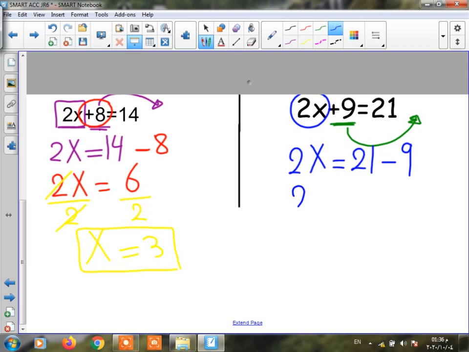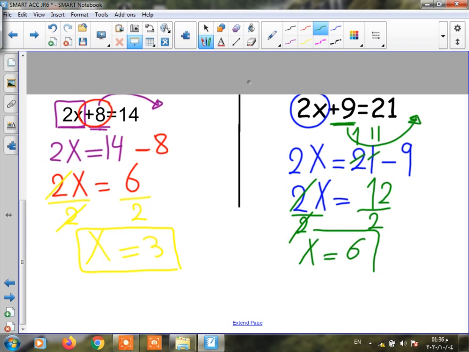Okay, so I have here 2x equals 21 minus 9. 21 minus 9: 11 minus 9 equals 2, and 1 minus nothing equals 1, so 12. Then divide both sides by 2 to get the value of x. X equals 12 divided by 2, so the result will be 6. So my solution is 6.